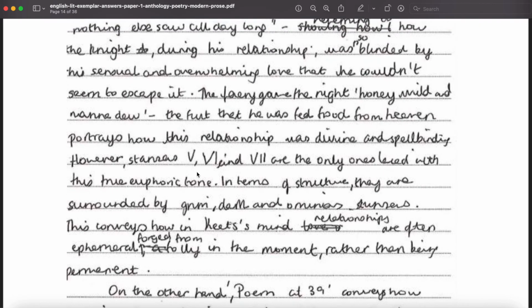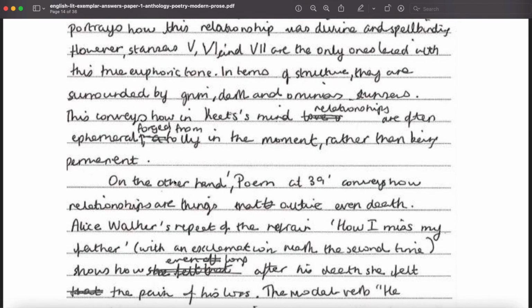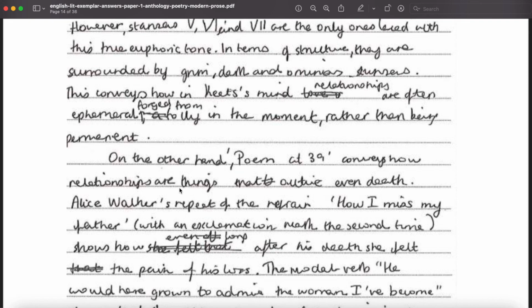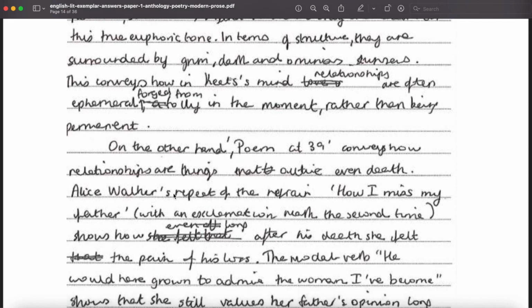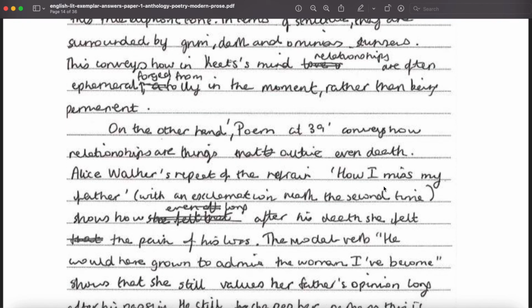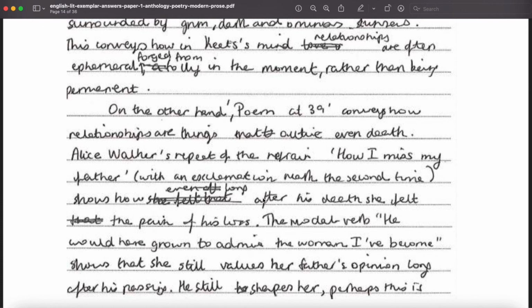The student doesn't just mention this and go away. No, they compare it to poem at 39. On the other hand, poem at 39 conveys how relationships are things that outlive even death. Alice Walker's repeat of the refrain, "How I miss my father," with an exclamation mark the second time, shows how even long after his death, she felt the pain of his loss.